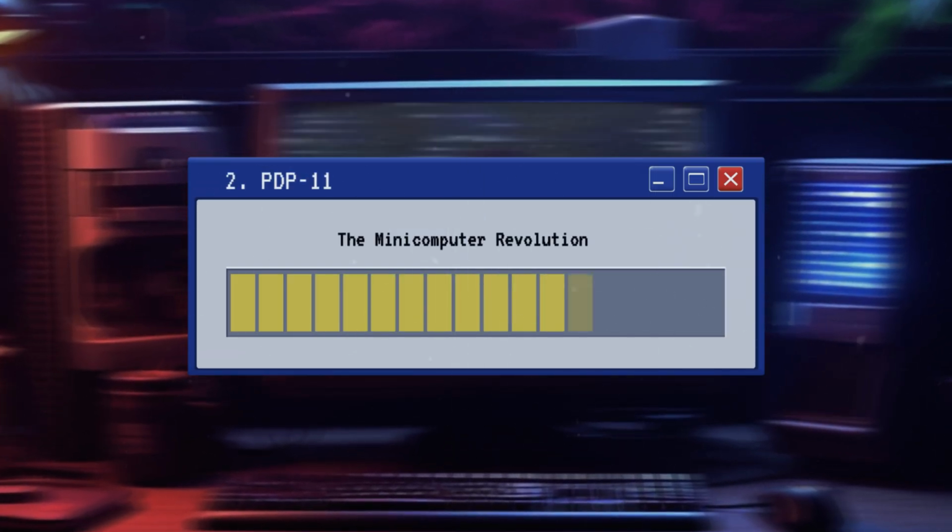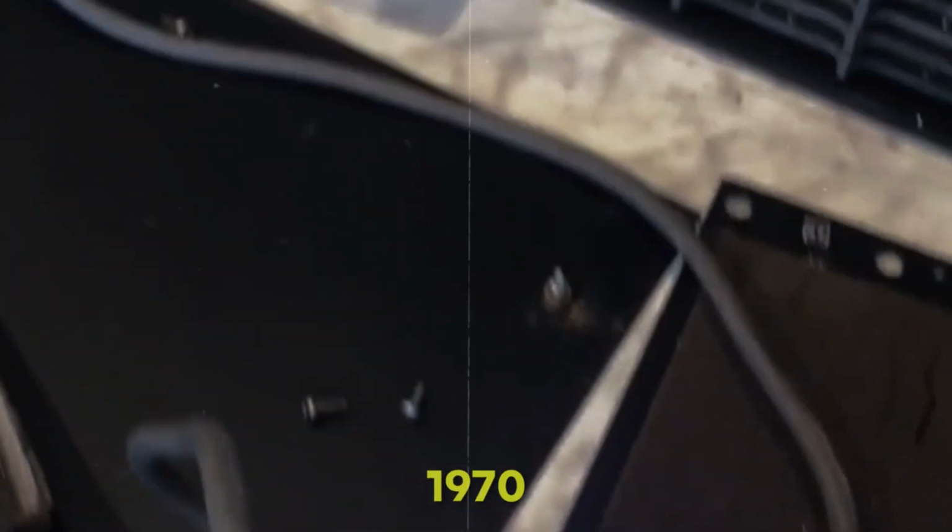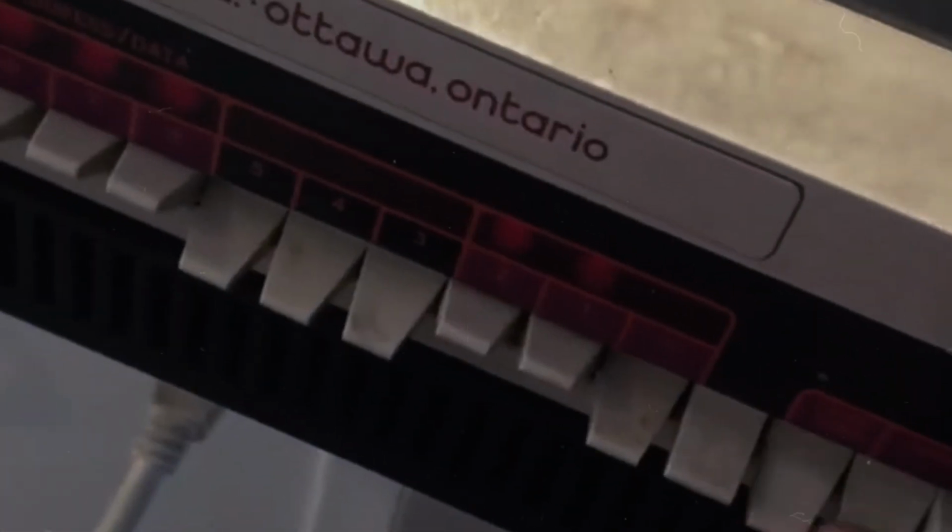Number 2. PDP-11, the mini-computer revolution. In 1970, we saw the release of the PDP-11 by Digital Equipment Corporation. It was smaller compared to older machines, but still looked like an entire cupboard. However, it was versatile enough to bring computing to smaller businesses and universities.